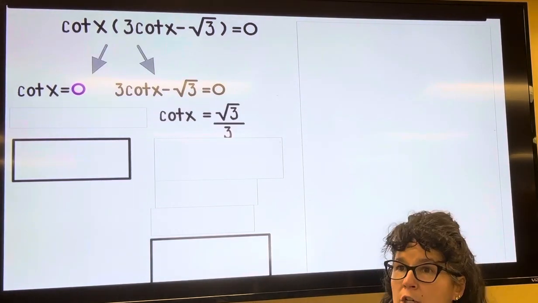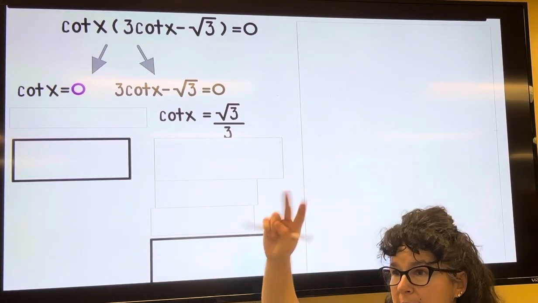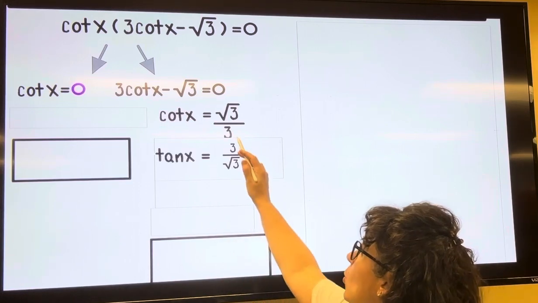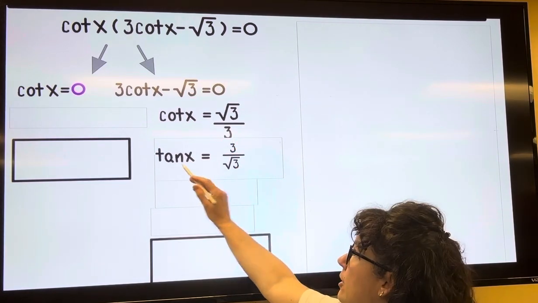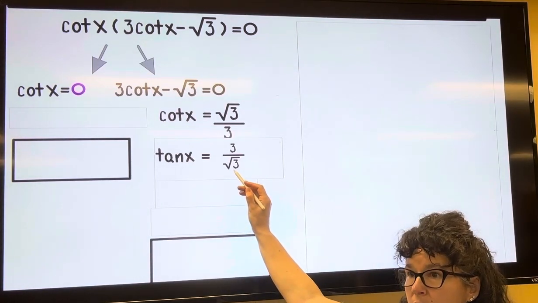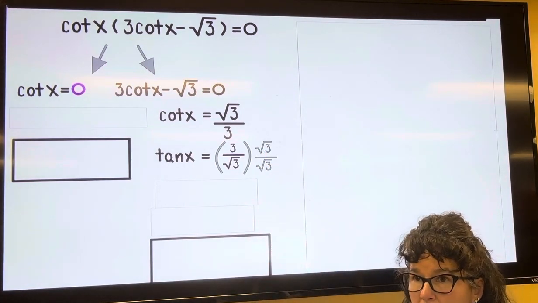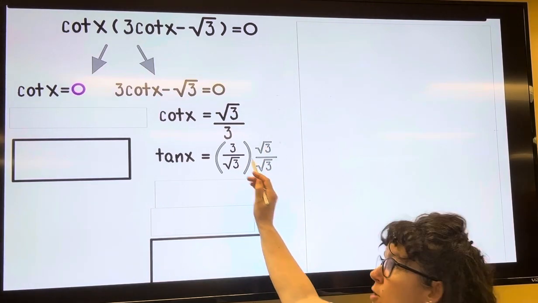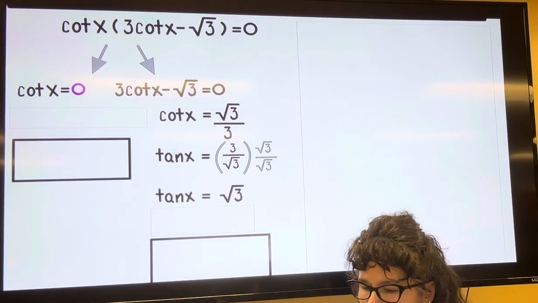But then I want to turn it into tangent. And to turn this into tangent, again, reciprocal just means the answers are flipped over. So this one, I'll do the easy one first. When I flip this one over, I have 3 over root 3, and notice I turned it into tangent. I don't like a square root in the denominator, so to rationalize that, I should multiply the top and bottom by the square root of 3. When you do that, I get 3 root 3, and then root 3 times root 3 is 3. So 3 root 3 over 3, the 3's cancel, and I get just root 3.